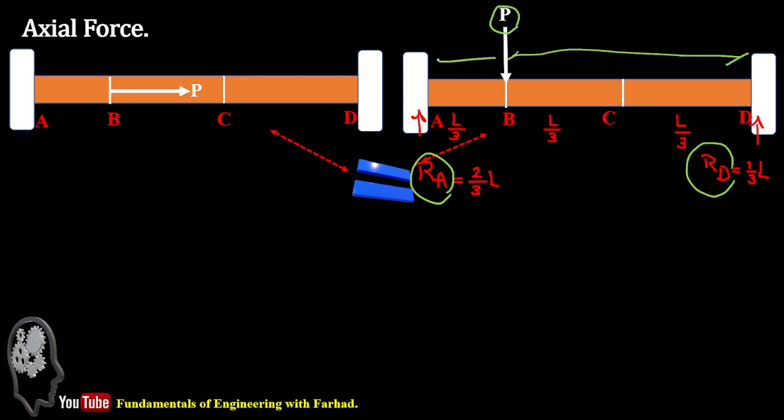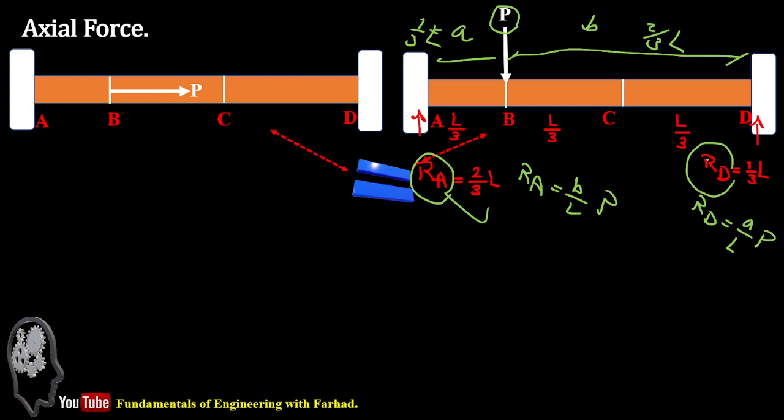So one can say if this is a, this is b, RA is b over L times P and RD is a over L times P. In here, b is 2/3 of the length and a is 1/3 of L. So definitely RA is 2/3 of P, because that's 2/3 of L over L times P. L and L cancel out from numerator and denominator, and you will have just such a relation.